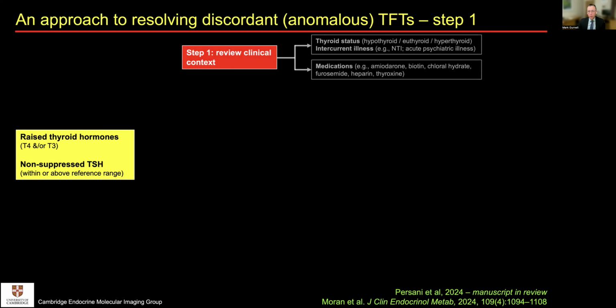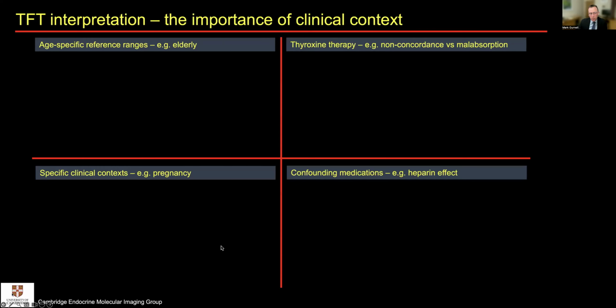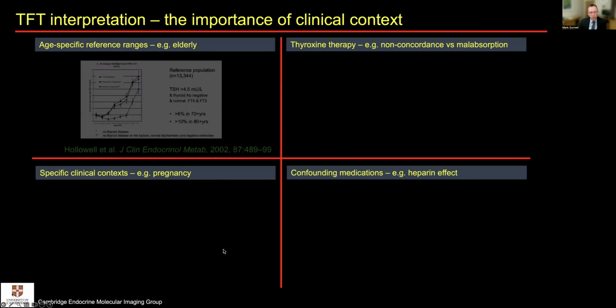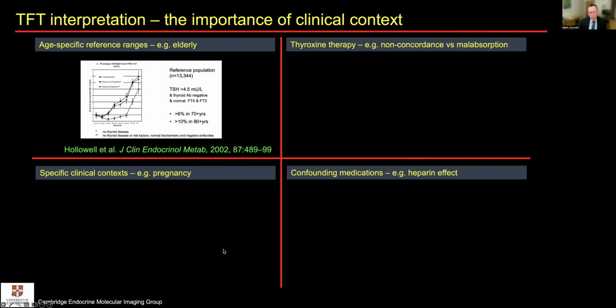So if we begin with step one, it's important to revisit the history and the physical examination, determine if there are any interfering illnesses or medications, and also work out whether you think the patient's broadly hypothyroid, euthyroid, or hyperthyroid. And this just serves as a reminder that we do need to bear in mind that there are variations. For example, age-specific reference ranges probably should be considered here. We can see that TSH does tend to rise even in individuals with no thyroid disease as we age.